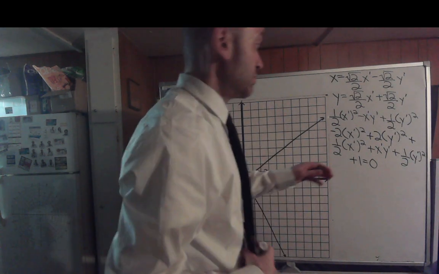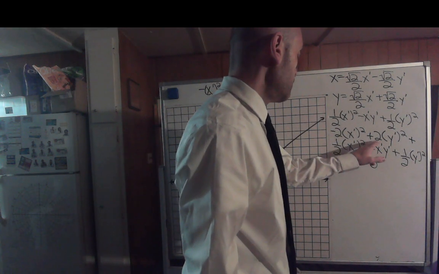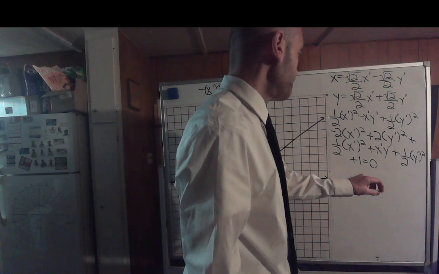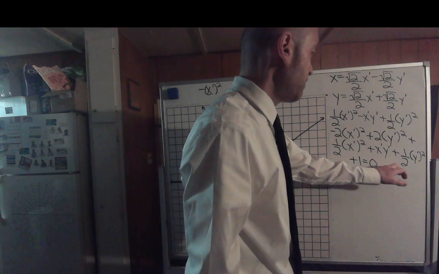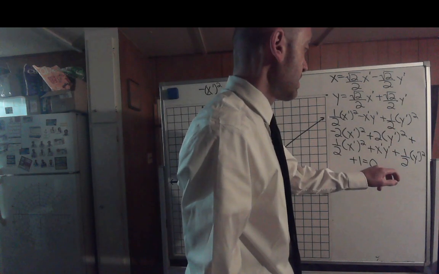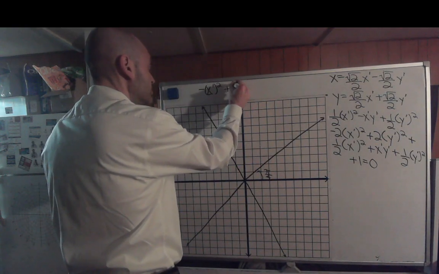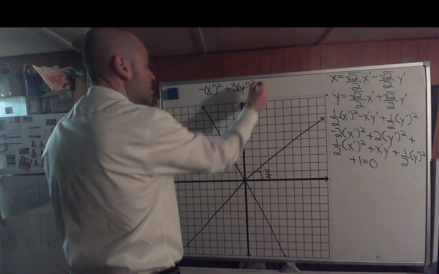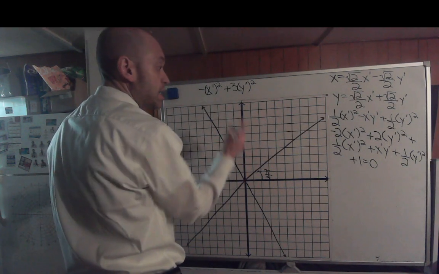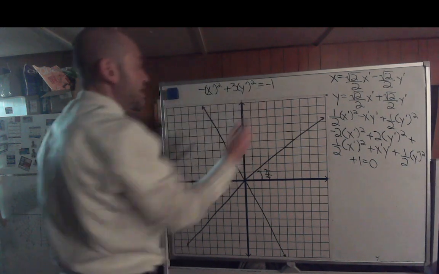Now let's just deal with the y prime squared. So you have 2y prime squared plus 1/2 y prime squared plus 1/2 y prime squared. That's actually going to be 3y prime squared. Plus 1 would equal 0. Well, that's just going to equal -1.